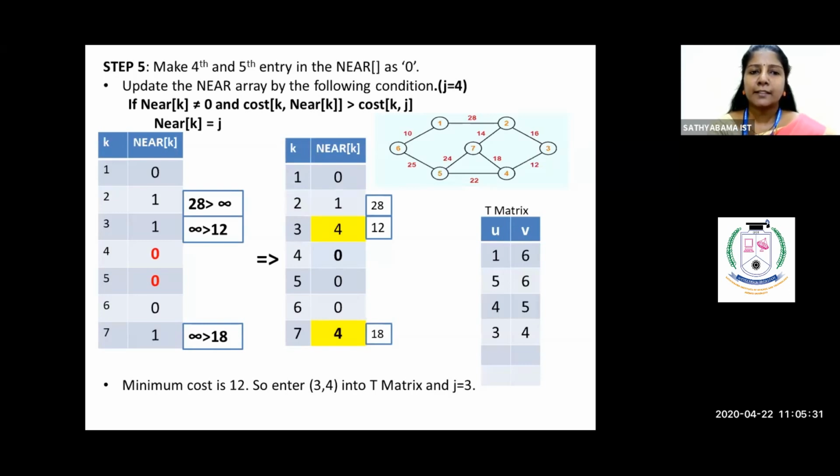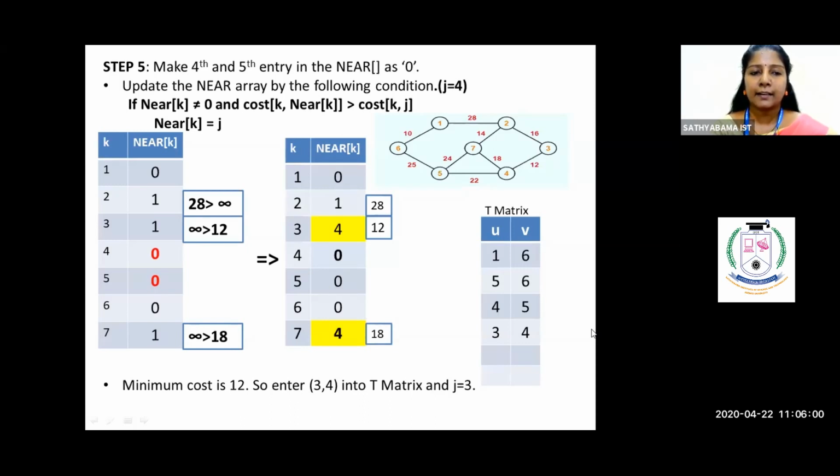Why are we making such 0? Because the 4th and 5th edges are already included in the resultant matrix, so there is no need to consider them again. Okay, that's why we are making the 4th and 5th entry in the near array as 0. Now for the remaining non-zero entries, what are they? Entry numbers 2, 3 and 7. Only for these 3 entries it's non-zero. Now we are going to update these 3 entries.